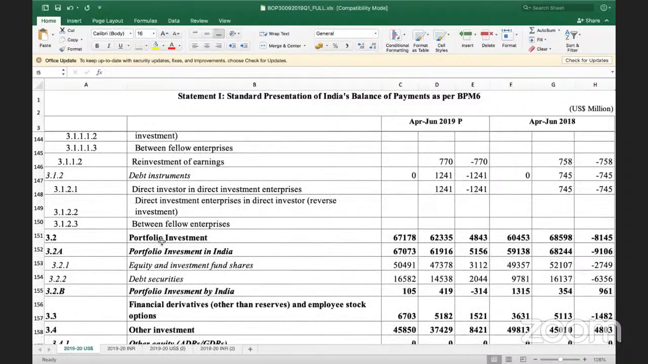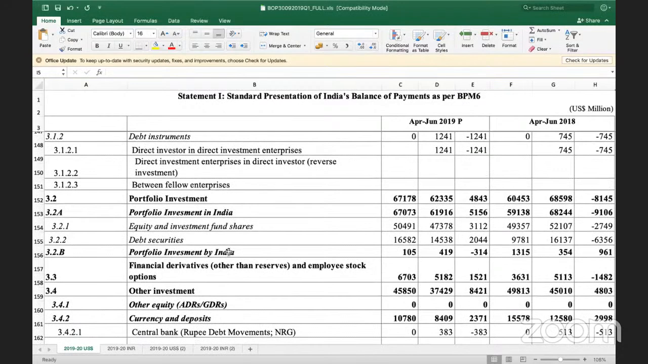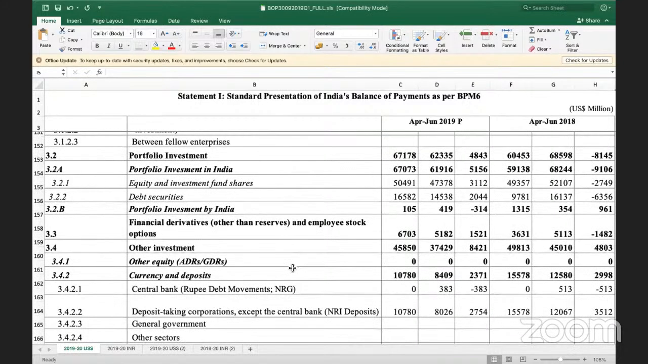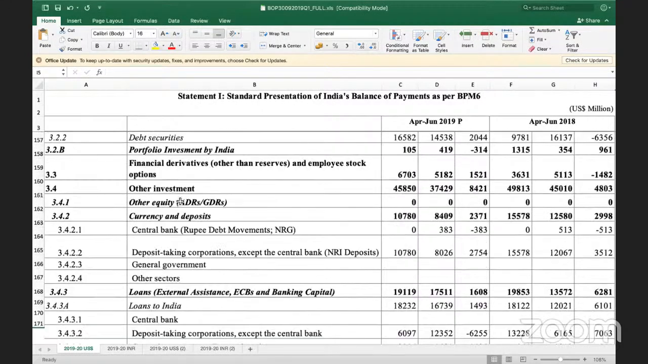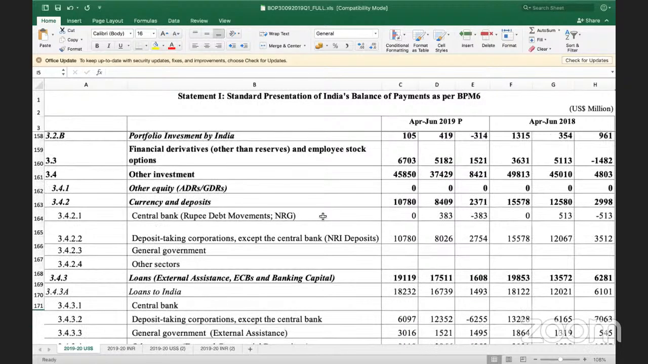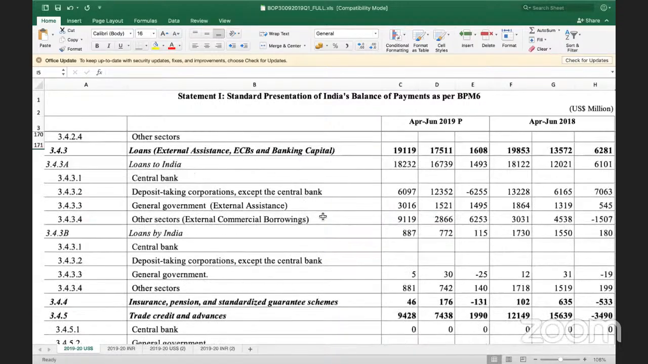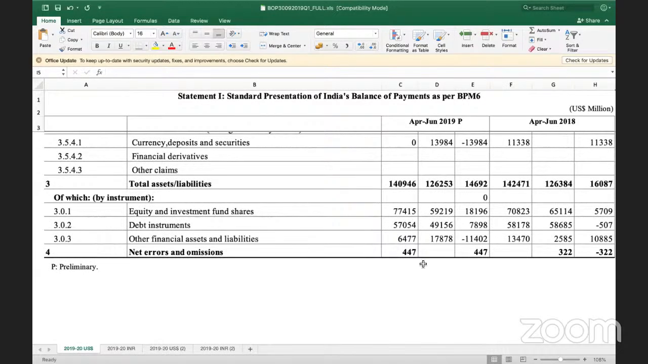Portfolio investment, I told you: they come and participate in the shares of the country. Portfolio investment in India, then portfolio investment by India. Our people also subscribe to shares on the New York Stock Exchange, Tokyo Stock Exchange, and things like that. Then ADRs and GDRs, American Depositary Receipts and Global Depositary Receipts. Then finally, the errors and omissions.